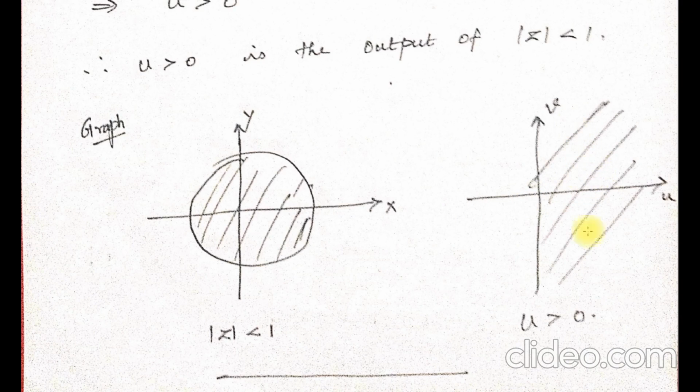U greater than 0 is nothing but the right half of w plane, and mod z equal to 1 is the circle, unit circle. So mod z less than 1 is the interior of the unit circle. Mod z greater than 1 means exterior, the outer portion will be covered. Mod z equal to 1 means only that curve. Whenever in an equation there is an equal to, it represents only the curve. If it is less than or greater than, it represents the region. This is very important.